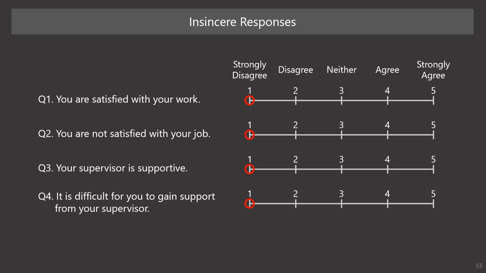Not only to check but also to prevent this problem, we can use reverse-coded questions like the question 1 and question 2. While in the question 1, higher score corresponds to satisfaction, in the question 2, higher score means dissatisfaction.